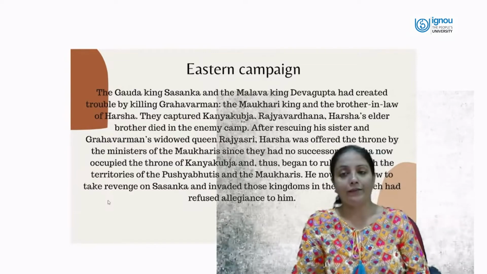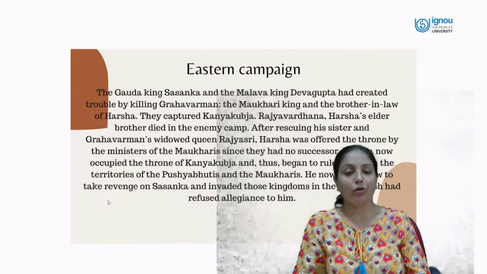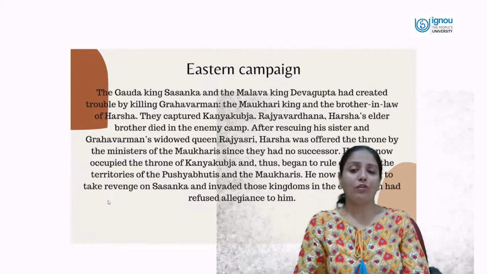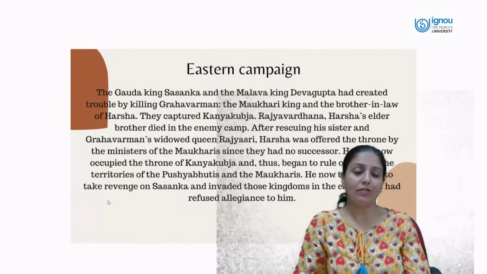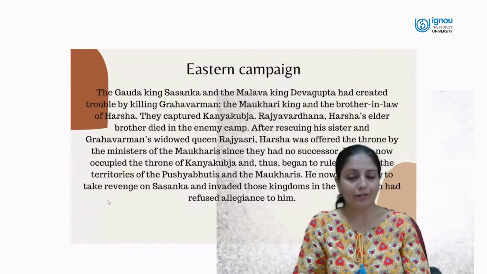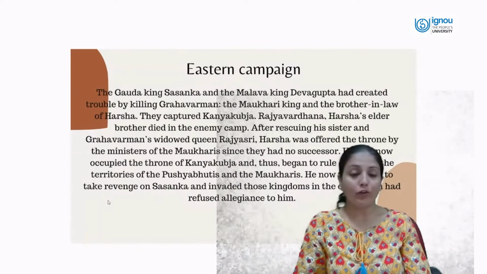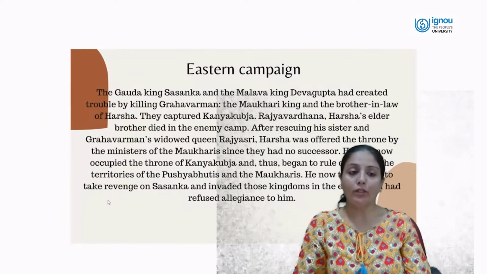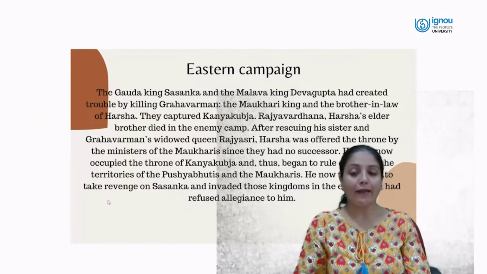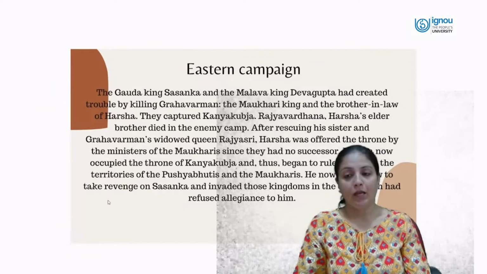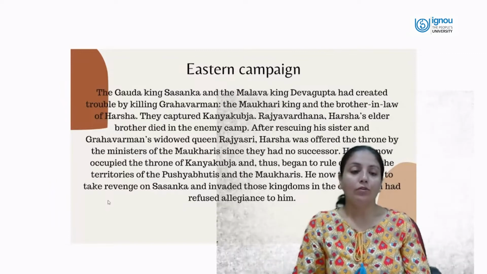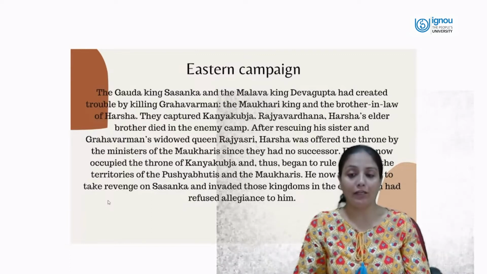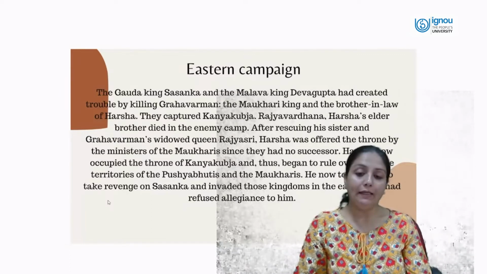After rescuing his sister, Grahavarman's widow Queen Rajyashri, Harsha was offered the throne by the ministers of the Maukharis since they had no successor. Harsha now occupied the throne of Kannauj and thus began to rule over both the territories of the Pushyabhutis and the Maukharis. He now took a vow to take revenge on Sasanka and invade those kingdoms in the east which had refused allegiance to him.